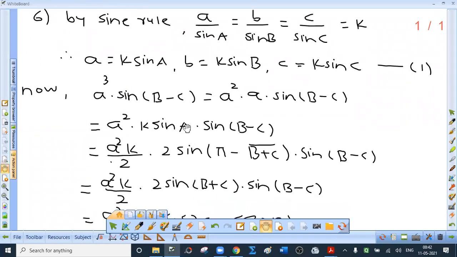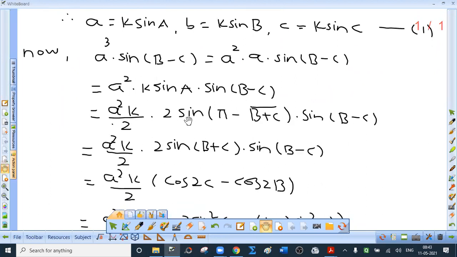Now, a plus b plus c is pi because these are angles of a triangle, right? So what is a? Pi minus (b plus c). Here bar is treated as bracket. Now what is sine of 180 minus theta? Sine theta. So this is nothing but sine of (b plus c) into sine of (b minus c). Note that the formula is for 2 sine a sine b. That is why I have written a square k upon 2 into 2.